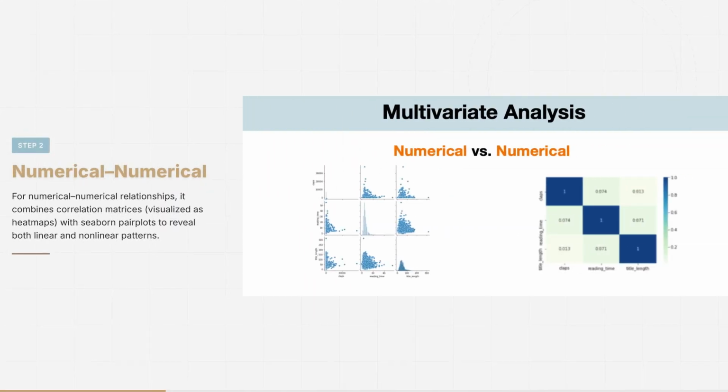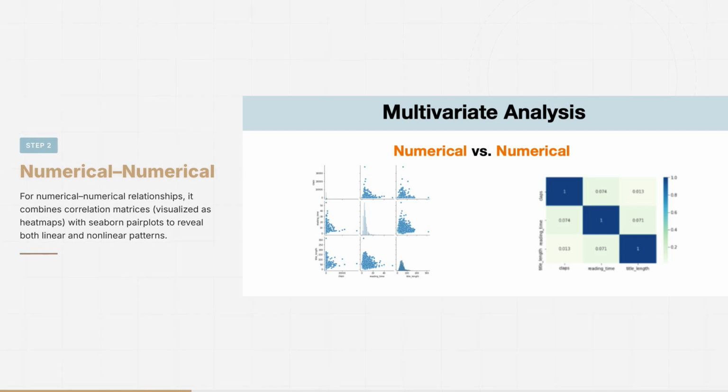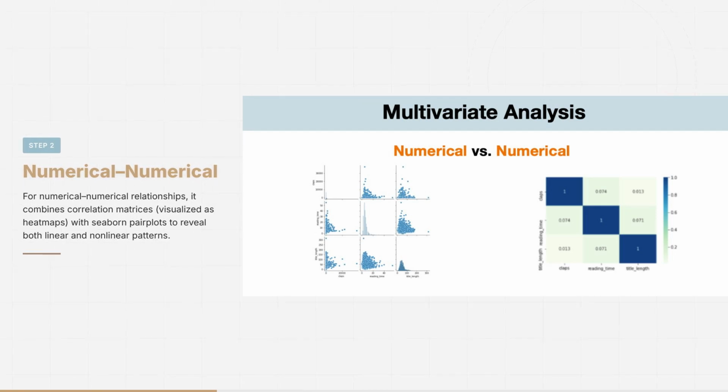Then perform multivariate analysis to examine two or more features at the same time to find patterns, correlations, and relationships among them. For relationships between pairs of numerical variables, apply correlation matrices, visualized as heat maps, with Seaborn pair plots to reveal both linear and nonlinear patterns.